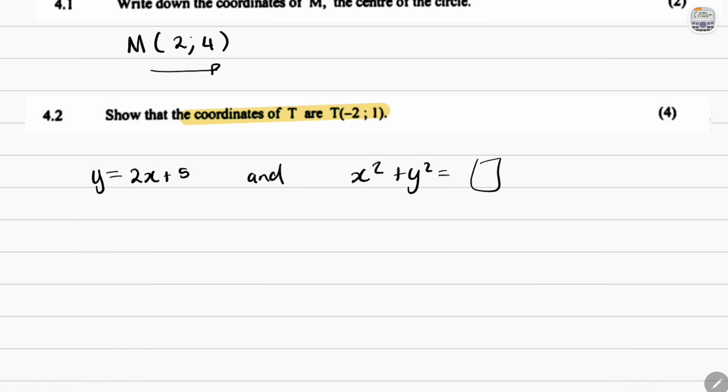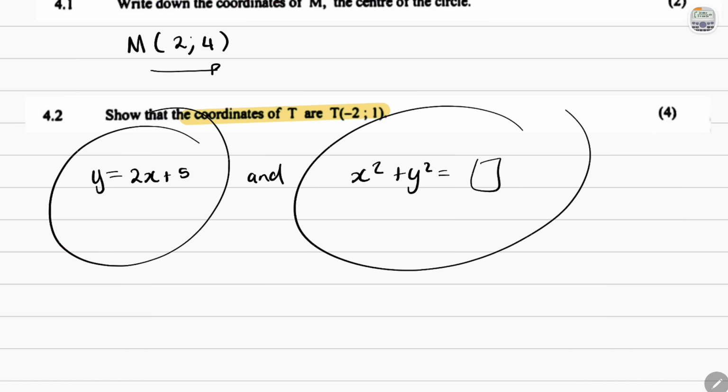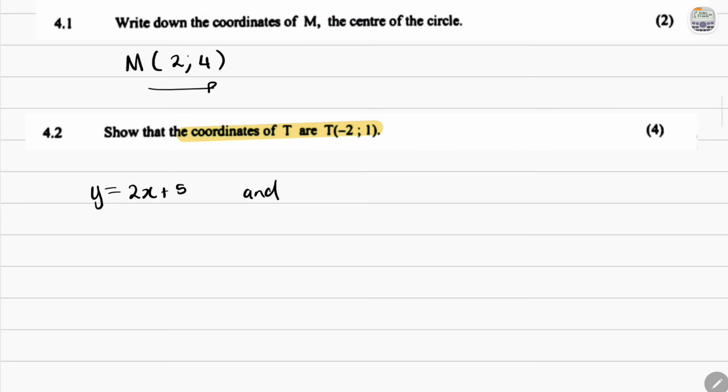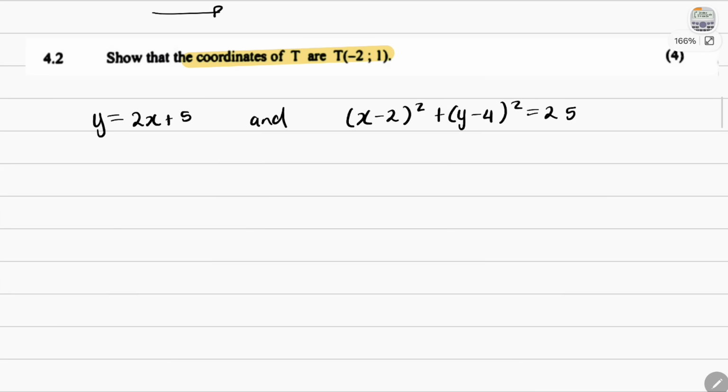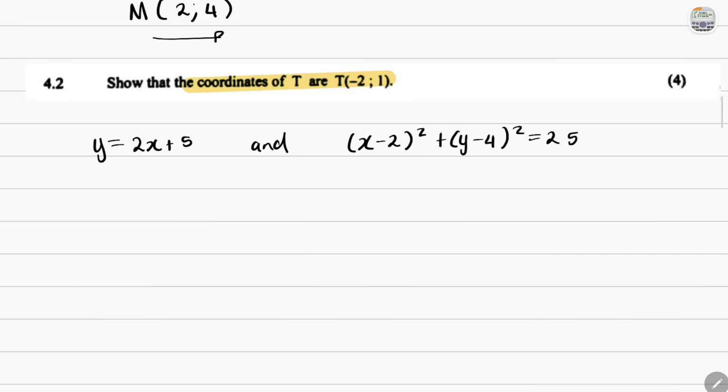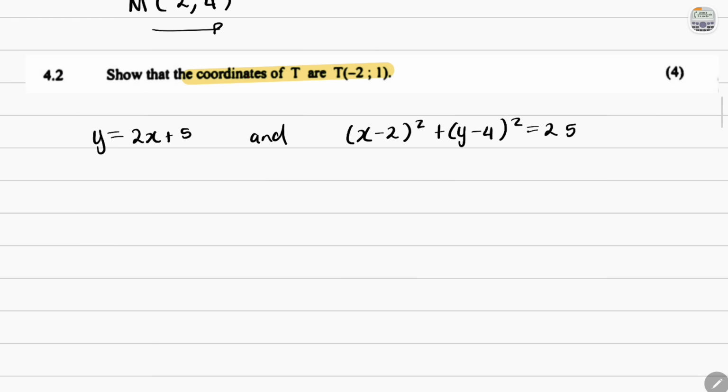Okay, and then it will ask you to solve for x and y in this equation. What you are actually doing, when you're solving a simultaneous equation, is taking 2 lines or graphs and trying to find the points of intersection between these two. So that's what we're doing here. The equation of our circle is this, which I'll just put down here, and then we have this. So we're just trying to solve for x and y.